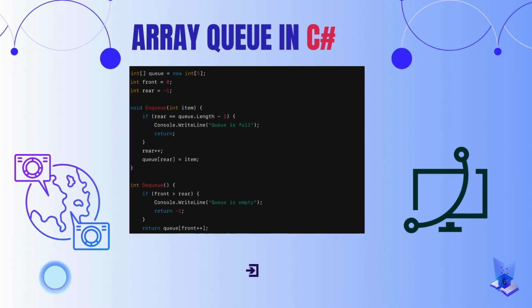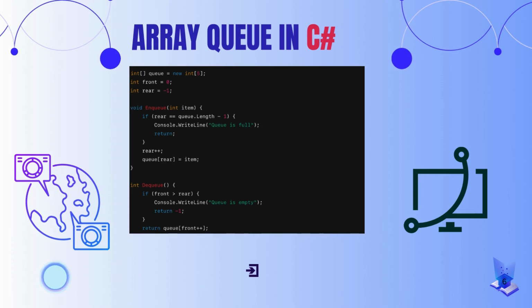In the enqueue method, we first check if the queue is full. If rear has reached the last index, we show a message: queue is full. If it is not full, we increase rear and insert the item at that position.